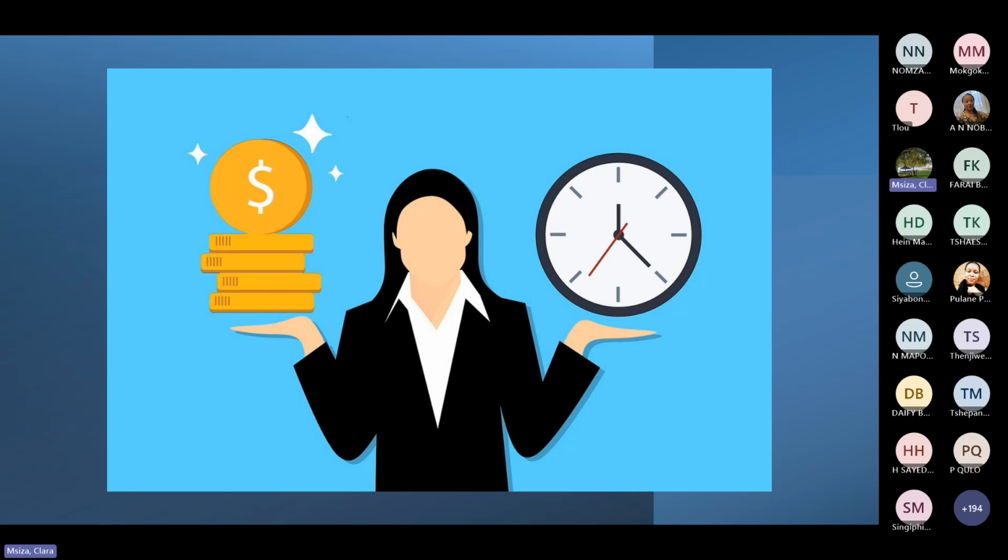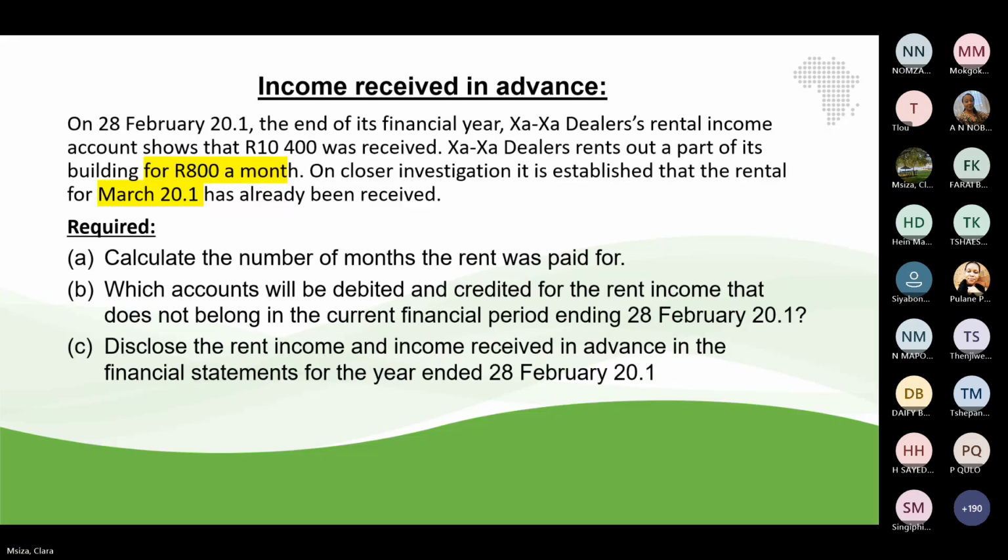I just think journals we haven't done. So we are now moving into income received in advance. And we have a scenario here. We still have the dealers. Before I do this, let's recap. What is income received in advance? What do you understand about this? Can any of you attempt here? What do you remember? What is income received in advance?